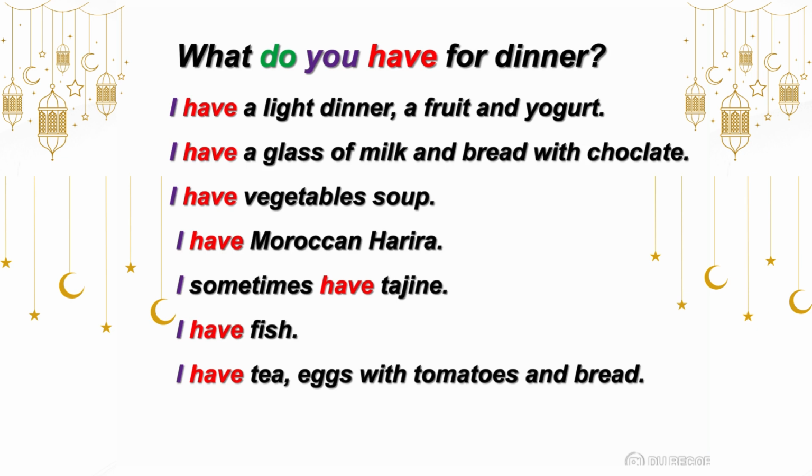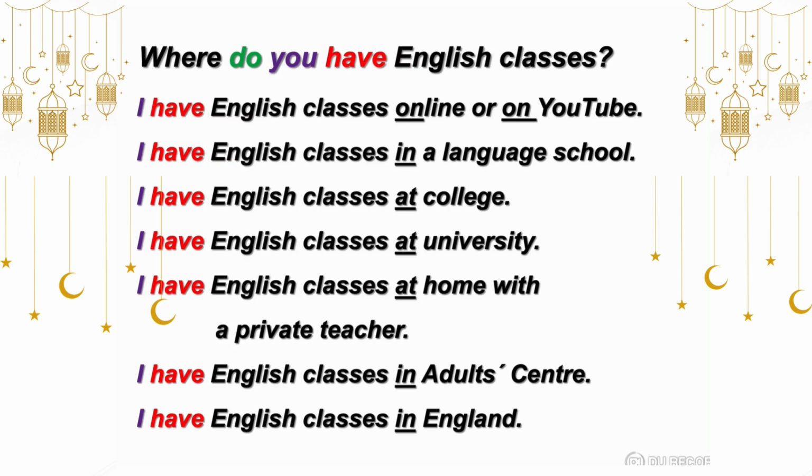Let's go to the next example. In this example, we changed the WH word. In the previous sentences, we have what. Now we have where. Where do you have English classes? I have English classes online or on YouTube. I have English classes in a language school. I have English classes at college.